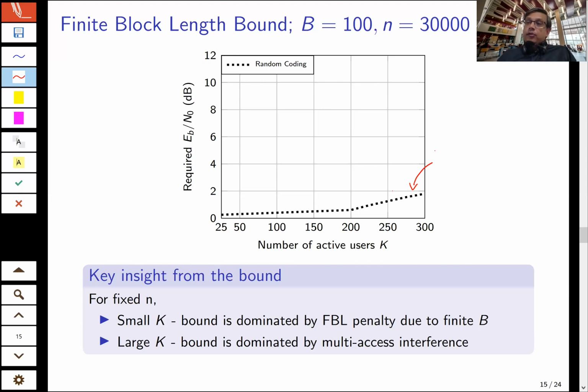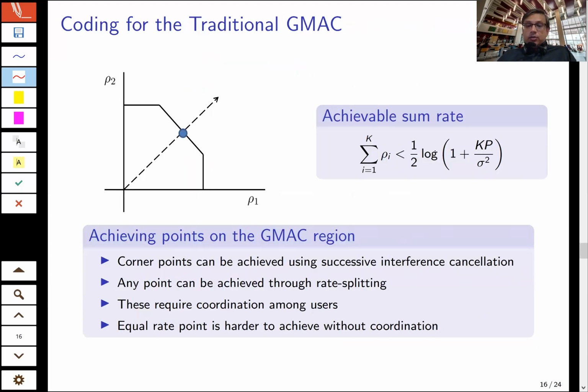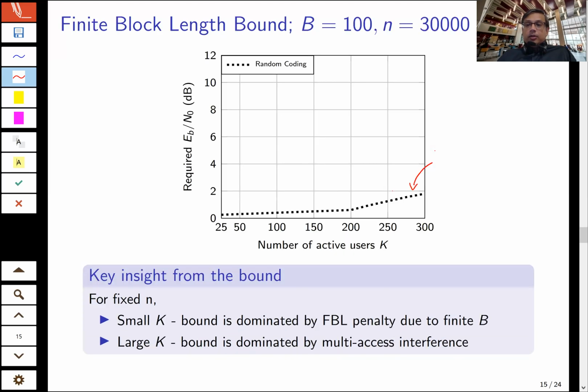Okay, now before we go on and talk about coding schemes that get close to the bound, I want to take a few minutes to convince you that things we know to do for the traditional Gaussian MAC may not be easy, or at least cannot be used directly for solving this problem, or at least they will not give good designs to solve this problem.